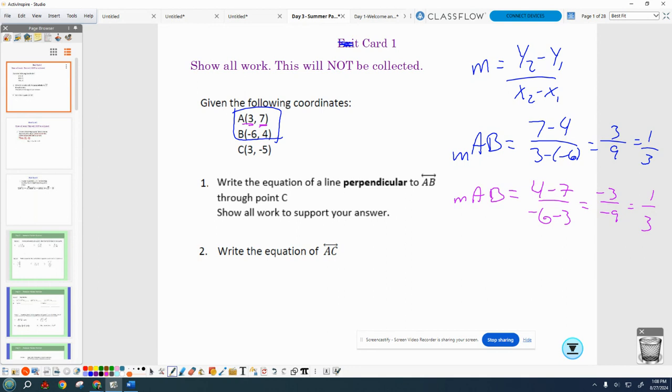Okay, so I have the slope of AB. Is that the slope that I want? What do I need? Perpendicular. How do I get perpendicular? Flip the denominator, and it's negative. Okay, negative reciprocal. Whatever it was, turn it upside down and change the sign. Okay, so there's my perpendicular slope.